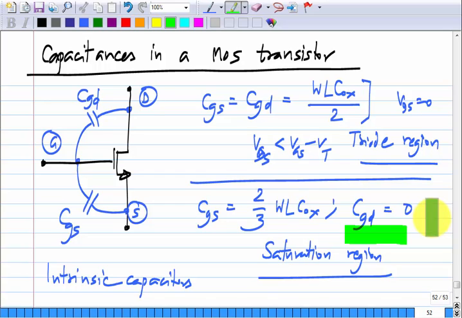CDS, there is no CDS. Well, there will be CDS, but not intrinsic to the MOS transistor. Because we connect wires, there will be capacitances between every pair of terminals. But intrinsic to the operation of the MOS transistor in the first order model or the zeroth order model we have, these are the capacitors.